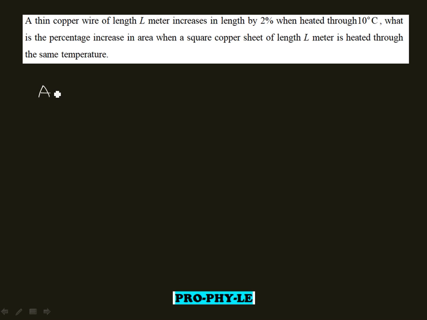See, the area of a sheet can be given as side length into side length. Since that is a square, that will be L square. So the fractional change in area will be 2 times the fractional change in length. It is given as 2 into 2%, that will be 4%. So the fractional change in area will be 4%.